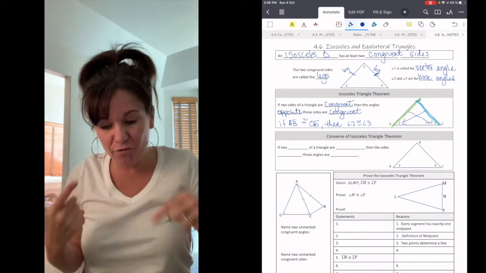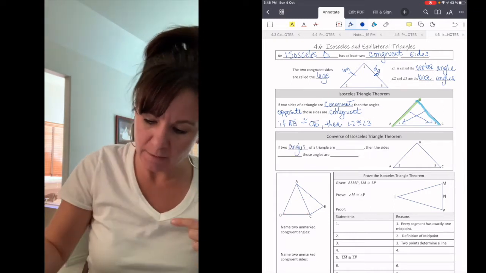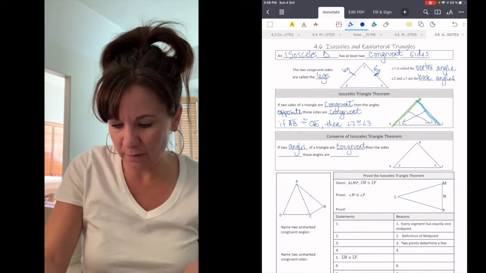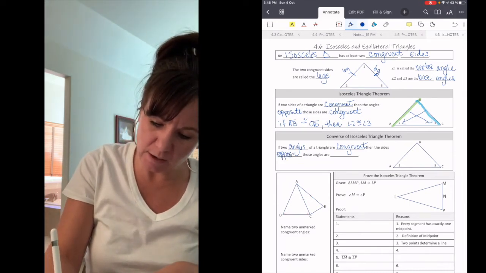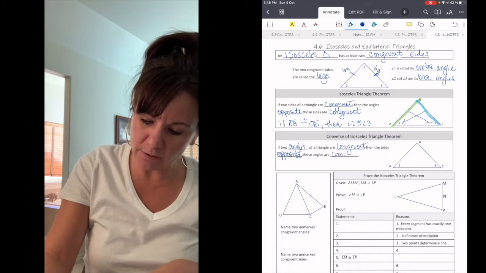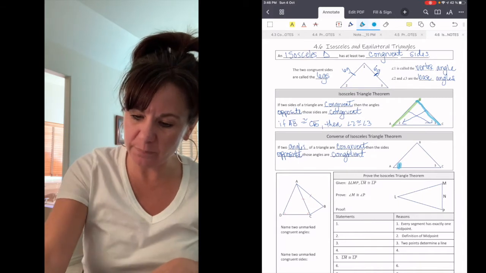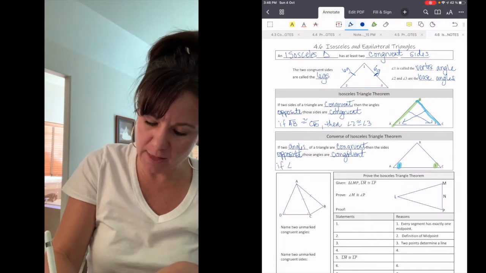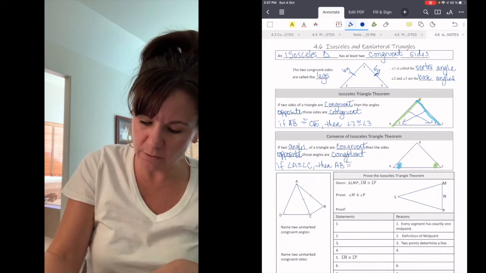Now we can flip that, and we can say if two angles of a triangle are congruent, then the opposite sides, or the sides opposite those angles, are also congruent. So this time we're going to start with the angles. If angle A is congruent to angle C, then we know that AB is congruent to CB.